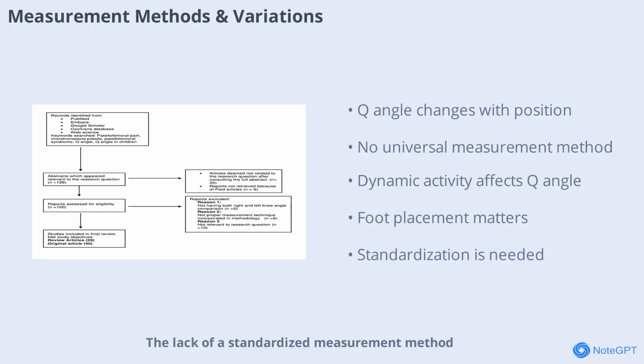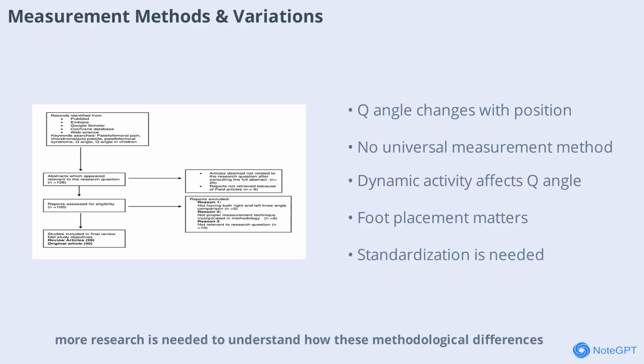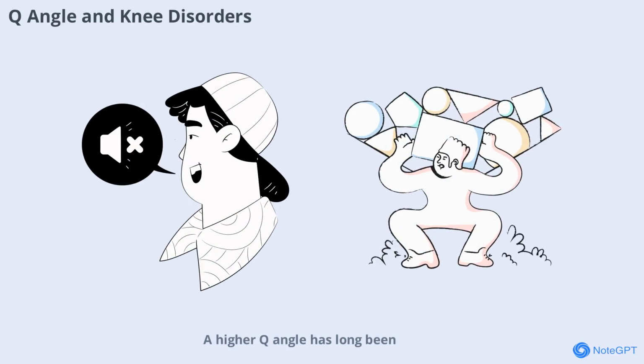The lack of a standardized measurement method makes it difficult to compare results across studies. As a result, more research is needed to understand how these methodological differences impact our interpretation of Q angle data and its clinical significance. Higher Q angle has long been associated with knee problems like patellofemoral pain syndrome, chondromalacia patella, and patellar subluxation. However, the evidence is mixed.